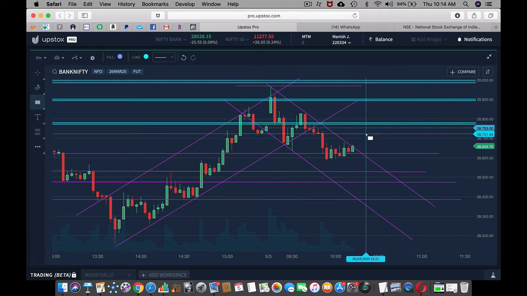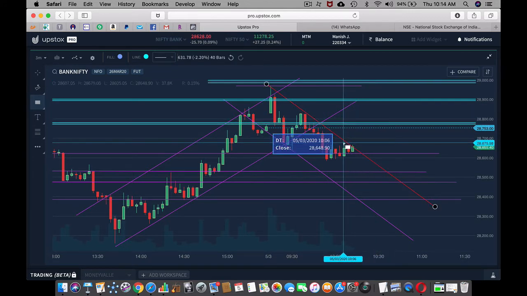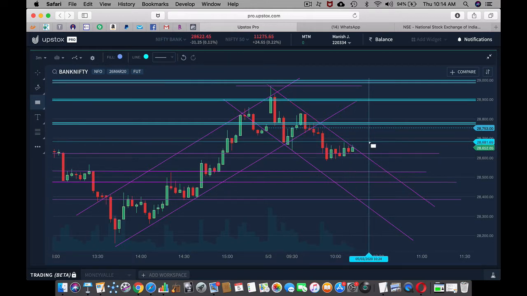Yeah, it's going up. So this is the higher point of this last candle, see 675. So if it breaks 675, then it might go up, but it's in a very stagnant position now.